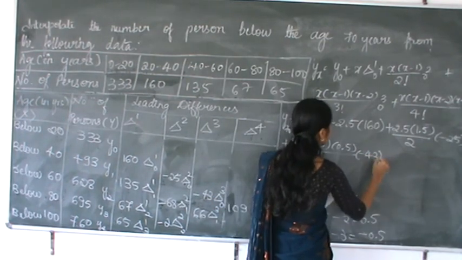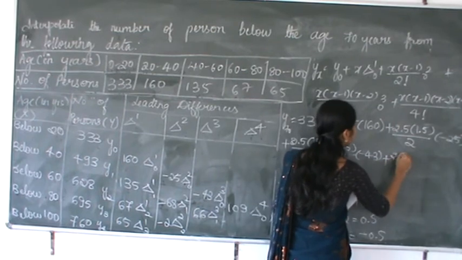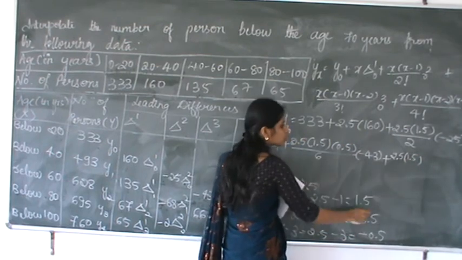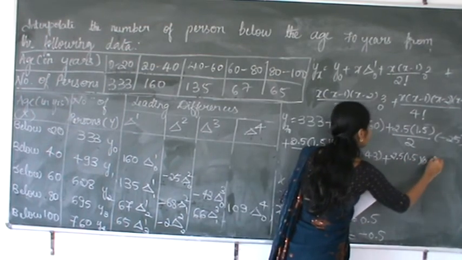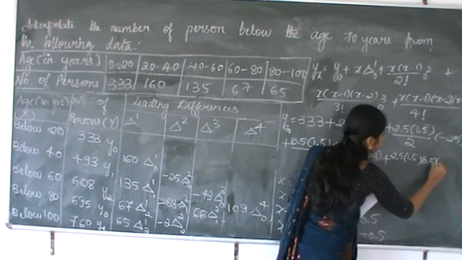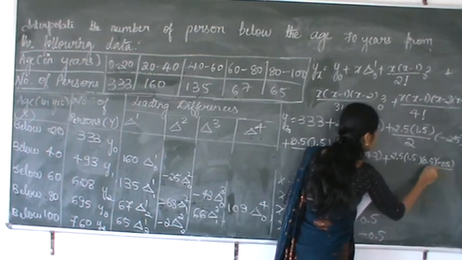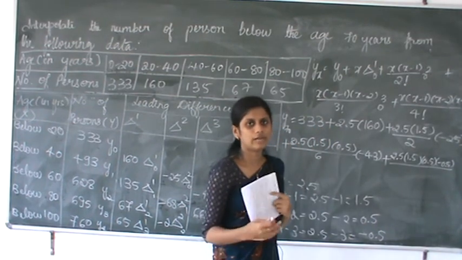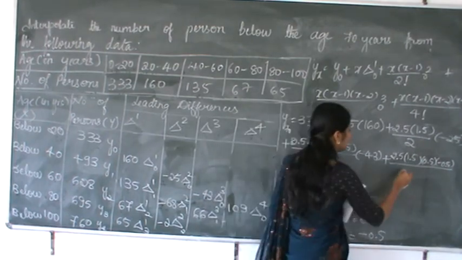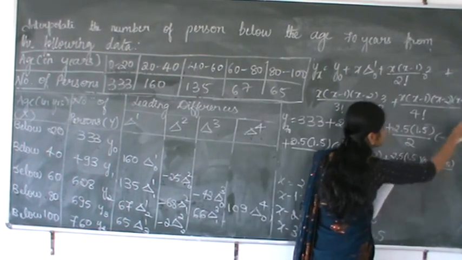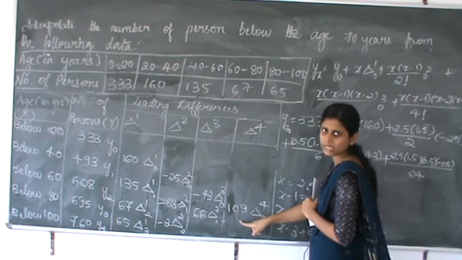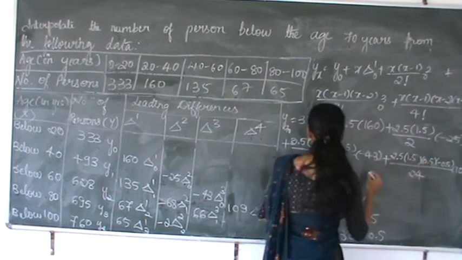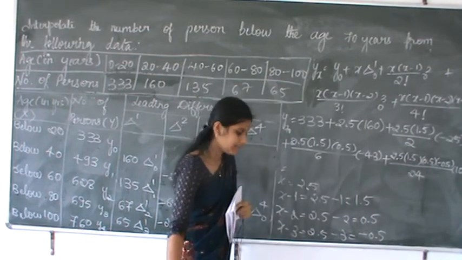Plus x value is 2.5 into x minus 1 is 1.5, x minus 2 is 0.5 and x minus 3 is minus 0.5, divided by 4 factorial. 4 factorial means 4 into 3 into 2 into 1. 4 3s are 12, 12 2s are 24. What is the value of delta 0 raised to 4 in the table? It is 109. Now we can simplify it.